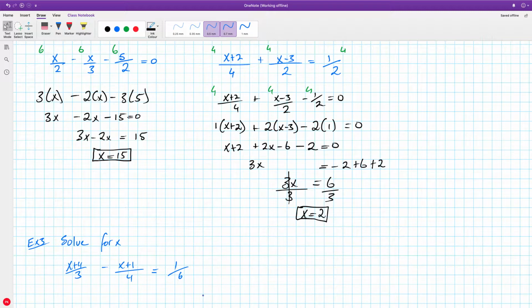So it's very like the other two. Very like what we just did. First things first, bring everything to one side, and then figure out what the lowest common multiple is and multiply across that. How do I know it's minus? Anytime you bring anything over the equals, the sign will change. So it's a plus here, so you bring it over, it's going to be minus.